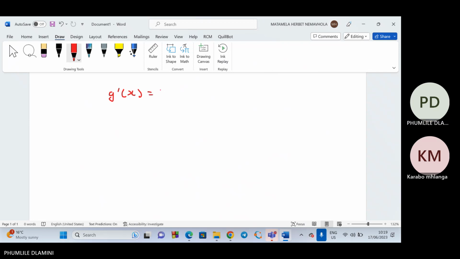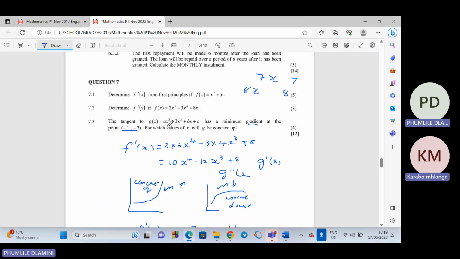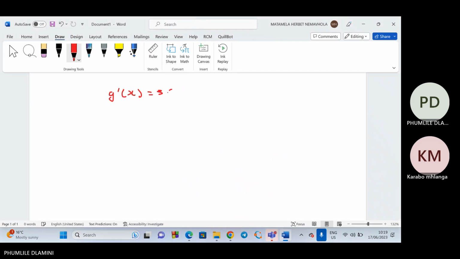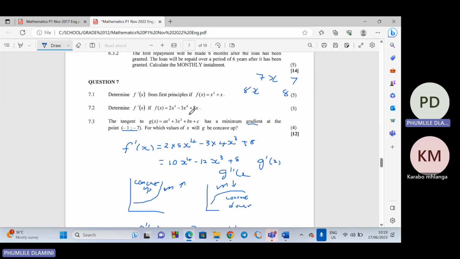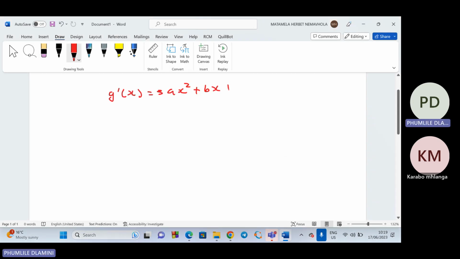Let me check the formula. Yes, it's going to be 3ax squared plus 6x plus b. When we differentiate, it's going to be 6x plus b. The way we substituted those values in this one was fine. But if we go to the second derivative of g of x, we differentiate this one.